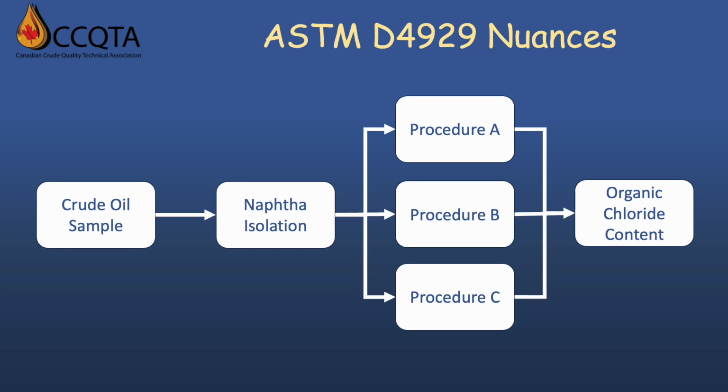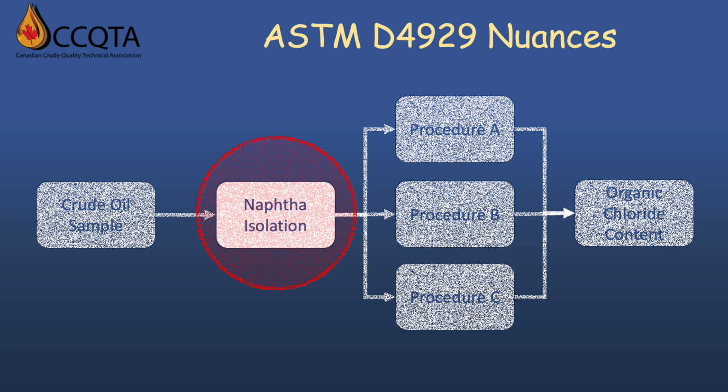The D4929 method has some very specific nuances you should be aware of. The preparation procedure in D4929 requires that a distillation be performed to isolate the naphtha cut at 204 degrees C. The D4929 method calls for a 500 ml sample size for distillation to ensure sufficient naphtha is available for analysis by one of the three procedures. However, many labs will use a faster D86 distillation, which only uses 100 ml sample volume. In most cases, this doesn't cause any problems with the subsequent analysis. However, in some situations where there is a limited amount of naphtha available, say less than 7 or 8%, issues have been reported.